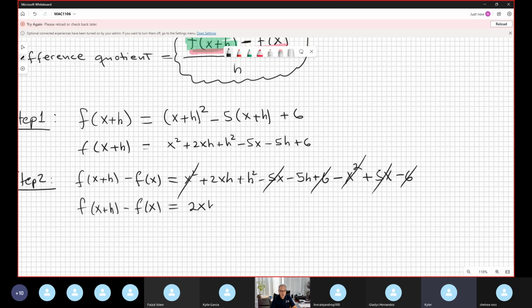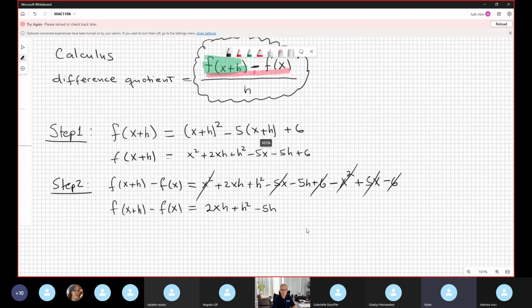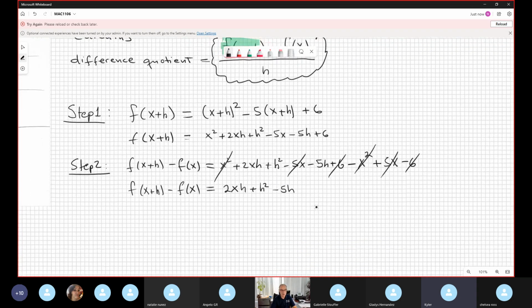Two xh plus h squared minus 5h. Boom. Now what about the final step? Step 3 is division by what? By h. Step 3 is you take this expression we computed before and divide it by h. This is my famous difference quotient. Look at that.